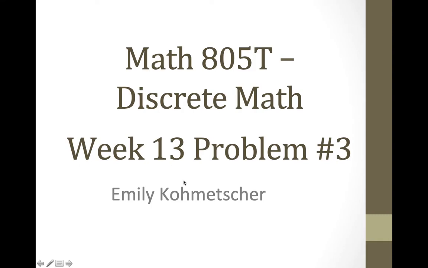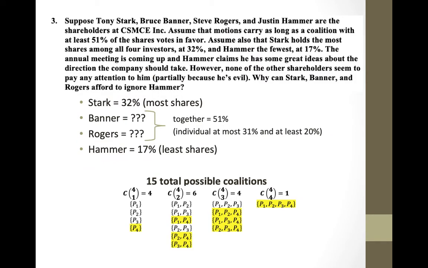So I'll go right to my slides here, which explain how to work through problem 13. They start with four gentlemen who are shareholders in a certain company, and down here I have put their individual shares. So Stark owns the most shares, that's his last name, 32%. And then Hammer, the guy they're trying to exclude, owns 17%, the least amount of shares.